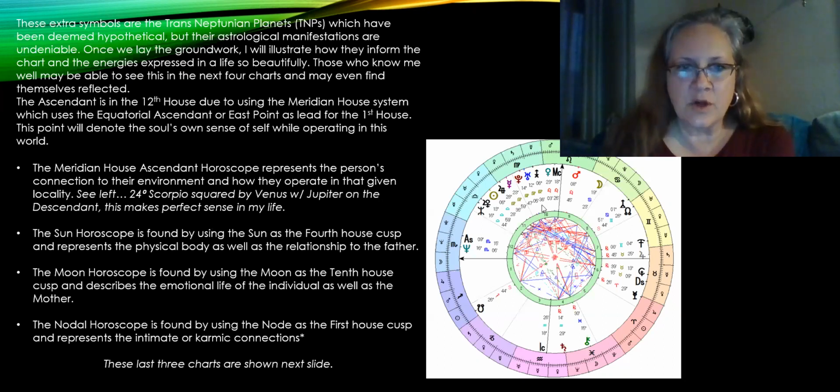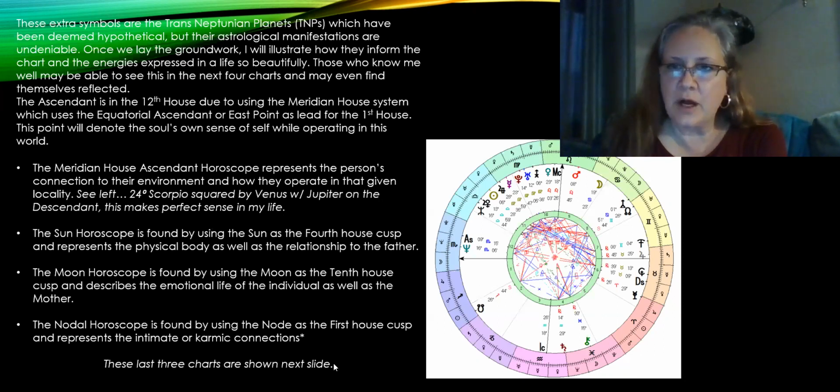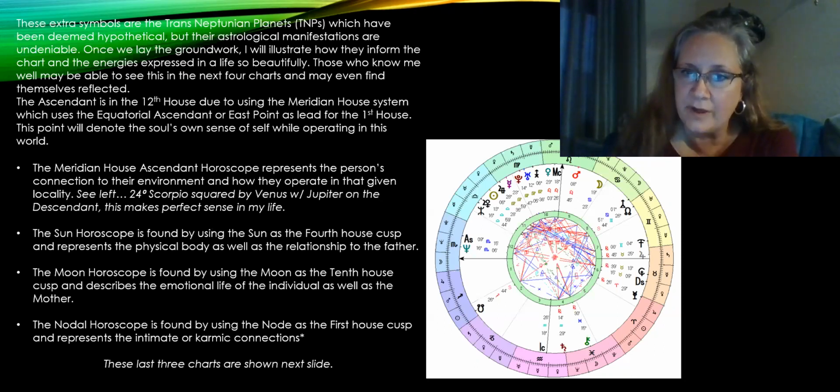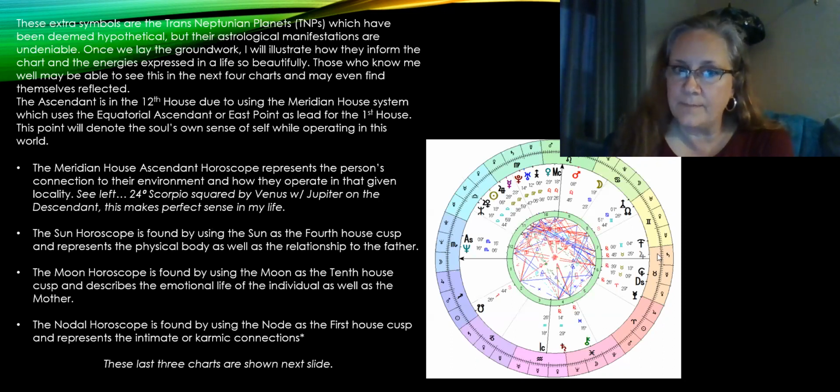So that's this horoscope right here, the meridian house ascendant with the equatorial ascendant. I'm just going to move forward in a moment after reading about these. The sun horoscope, you find that by actually moving the sun to the 4th house. So then the 4th house cusp would be 6 Libra, and the whole chart would spin that way. And that would be defining for your physical sense of self, as well as your relationship to the father. With Uranian astrology, you follow the sun for the father, as with most, right?